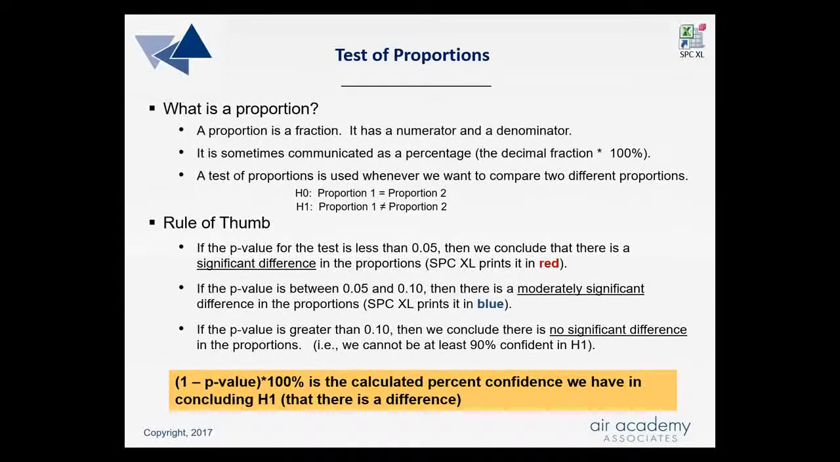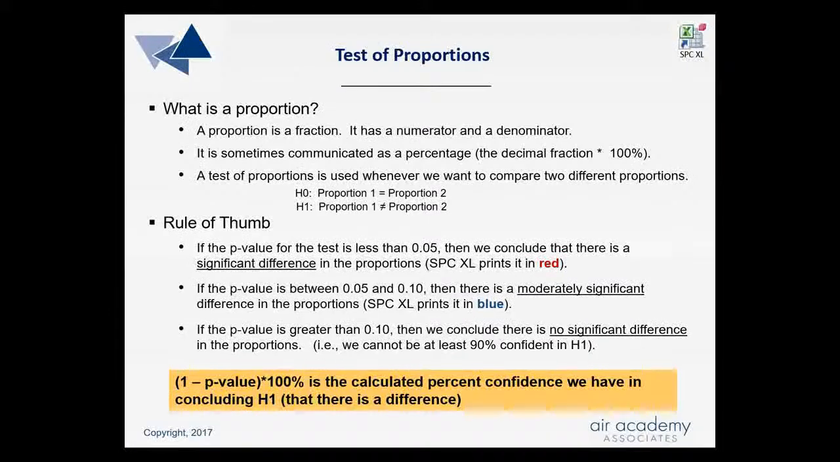So what exactly is a proportion? Well, very simply, a proportion is a fraction. It has a numerator and it has a denominator. It is sometimes communicated, however, as a percentage, where the decimal fraction is multiplied by 100 to get a percent. For example, 1 out of 4 is 0.25. 0.25 times 100 is 25%.